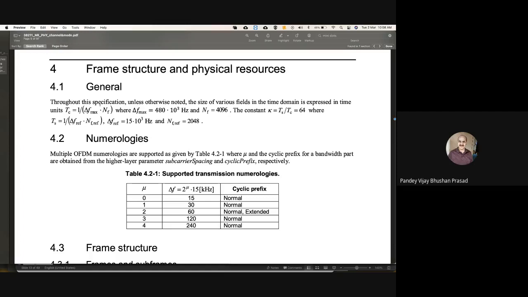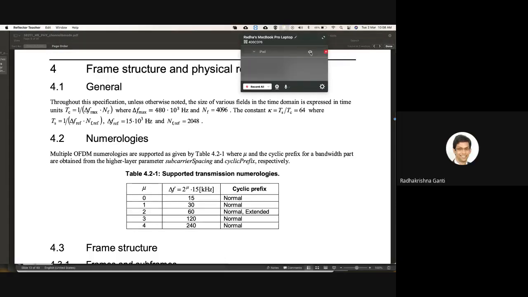Can you repeat again, sir? What did you say? So Tc is defined as this. Suppose I have an OFDM symbol, 30 kilohertz subcarrier spacing with 4096 subcarriers. This will be my sampling. Sir, your mouse pointer is not visible. Oh, sorry, I'm writing something. Really sorry.